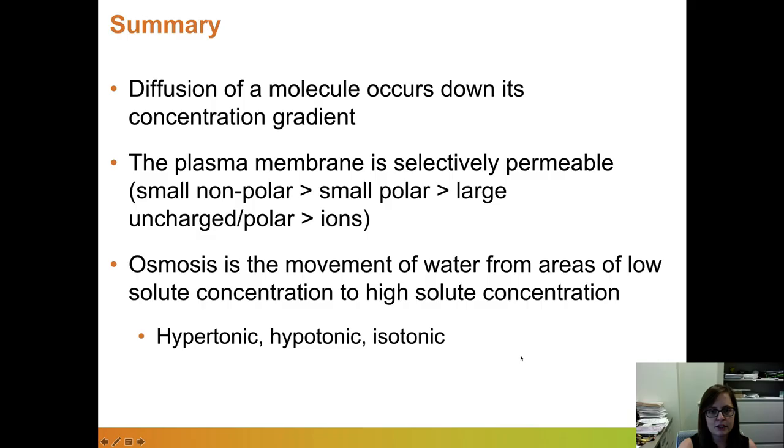So in summary, diffusion of a molecule occurs down its concentration gradient. This movement happens spontaneously because it increases entropy. The plasma membrane is selectively permeable, right, in the order of small nonpolar to small polar to large polar to ions. And osmosis is the movement of water from areas of low solute concentrations to areas of high solute concentrations. And the movement of water in a cell can depend on whether the solution the cell is in is hypertonic, hypotonic, or isotonic. And we'll talk more about these in class, as well as examples of diffusion.